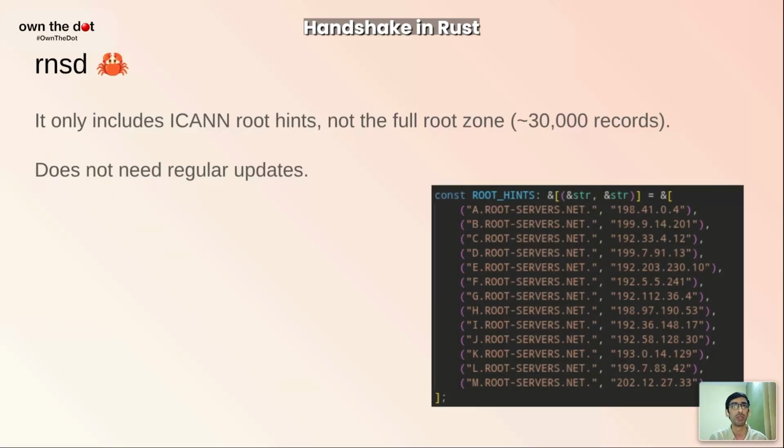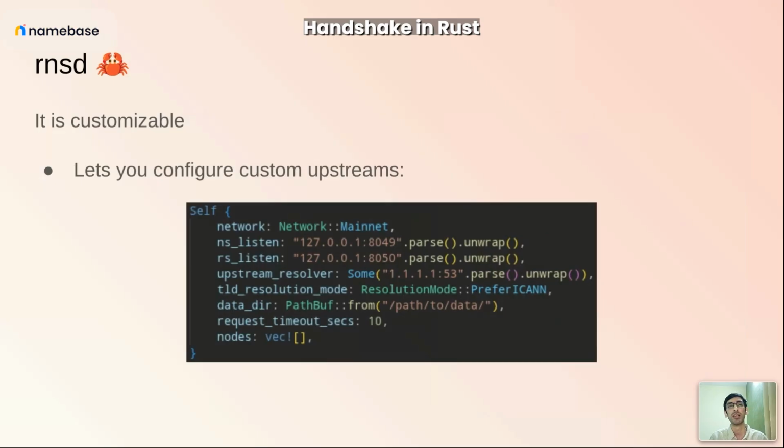Instead of hardcoding the 30,000 records from the root zone, it just has hints. This is how standard resolvers are supposed to function. So now we just store 13 records and that's enough. It's also slightly more customizable. It lets you set upstreams. In this case, it's set to Cloudflare, that's 1.1.1.1. And you get faster responses, but that choice is still up to you.